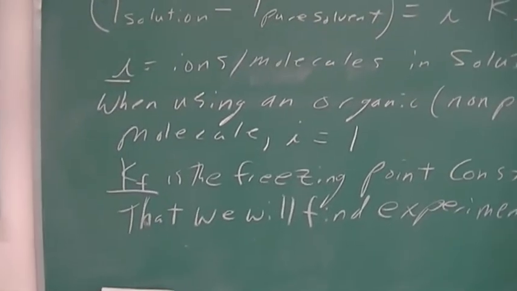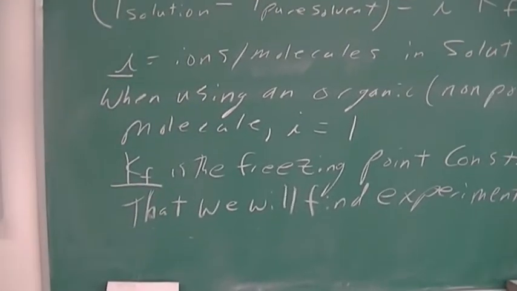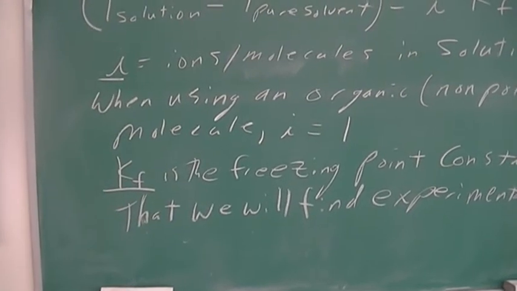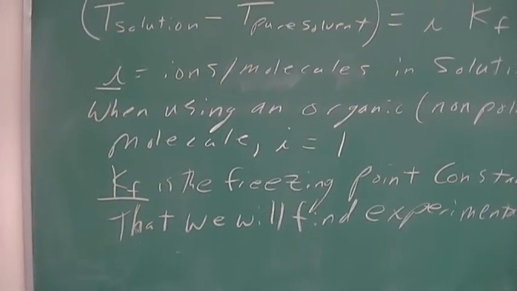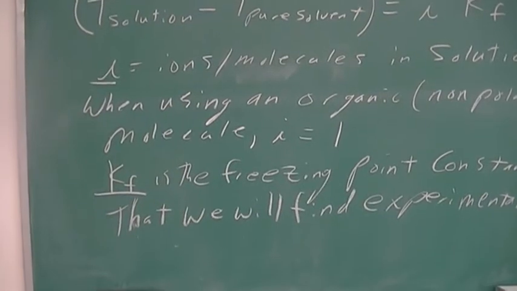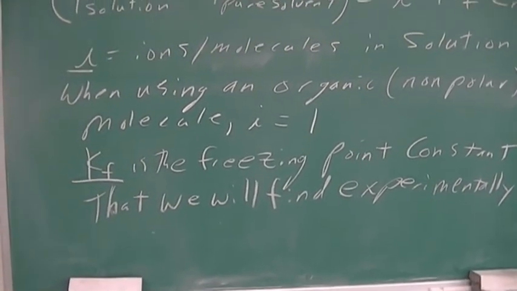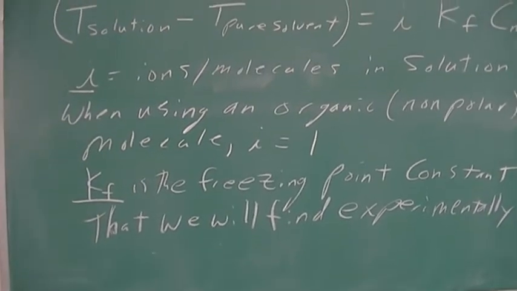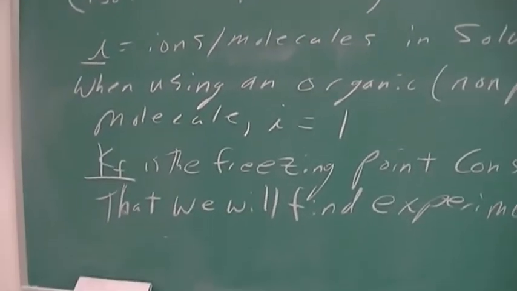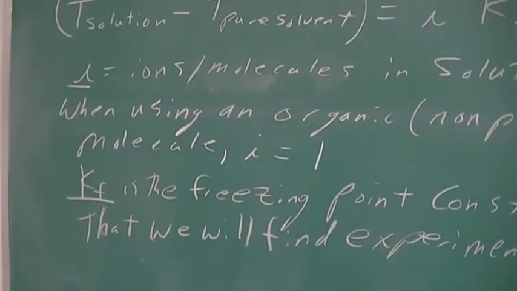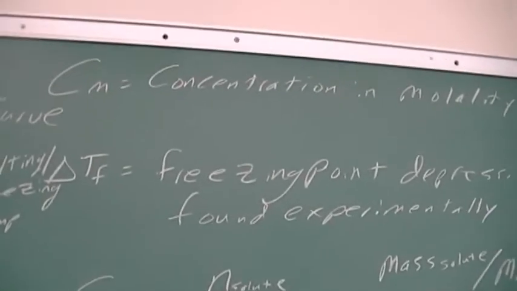Now your K sub F is the freezing point depression constant. For this, since we're doing it in the lab, we are not going to look it up in a book. We are going to find it by doing the experiment. So we will not be looking up Kf. We are going to be solving for Kf in this experiment.